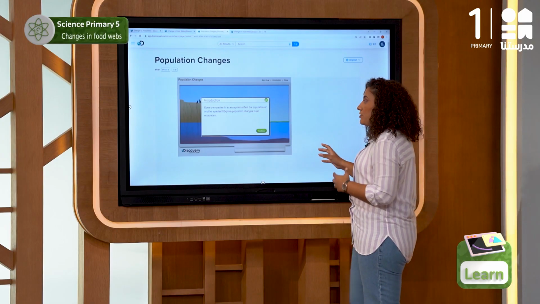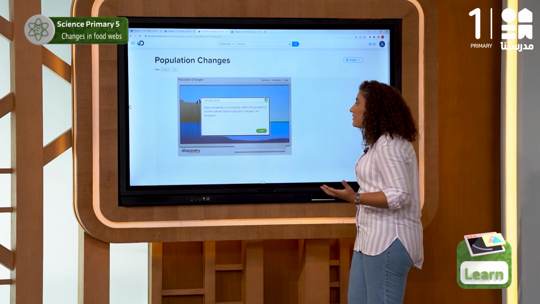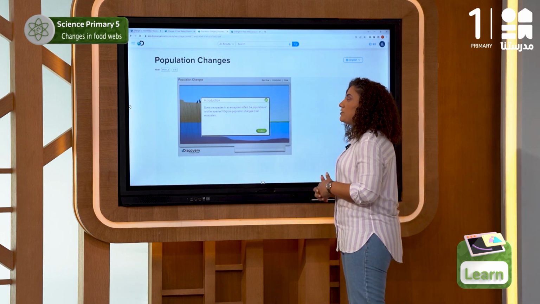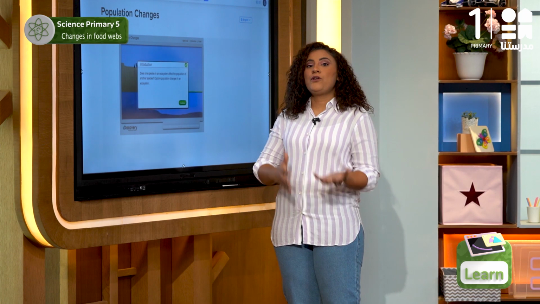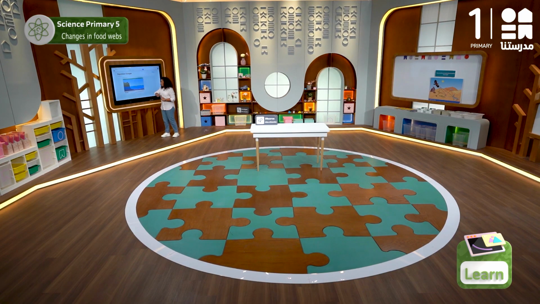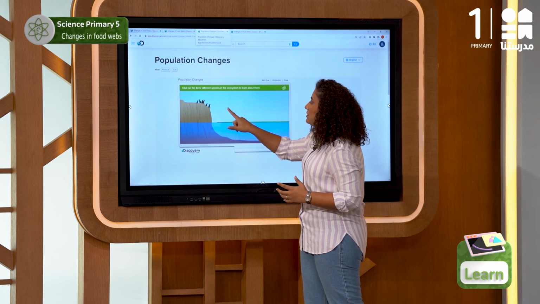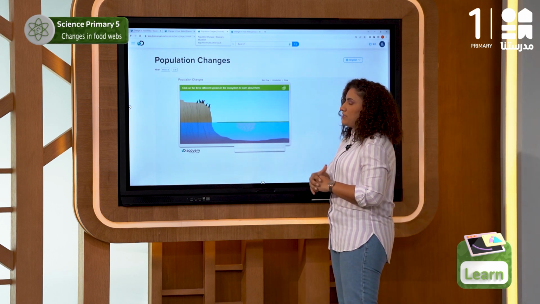Here we have a question. Does one species in an ecosystem affect the population of another species? And we will know our answer through this game. Here we have to click the three different species that we have in this ecosystem.